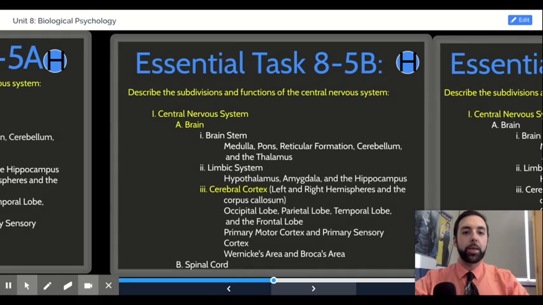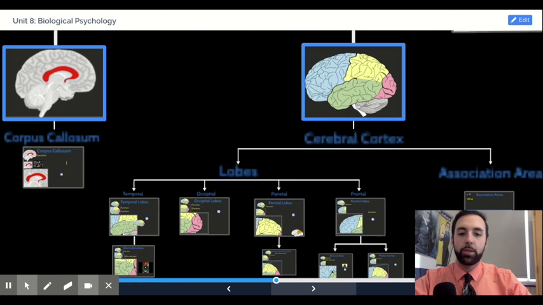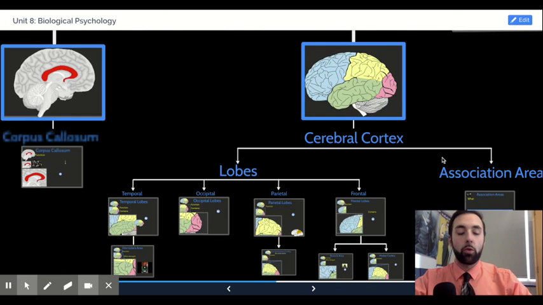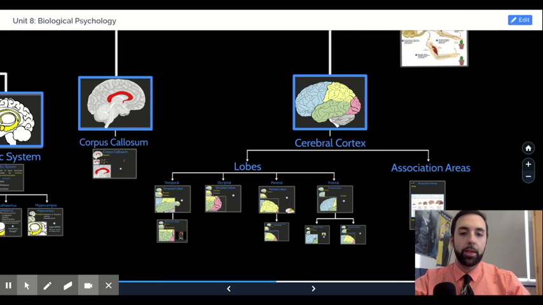In Essential Task 8.5b, we are going to continue talking about the central nervous system and add the final elements to our look at the brain. In this essential task, we are going to talk about what's called the cerebral cortex, which is the wrinkly outside part of the brain, the region of the brain that people most envision when they first think of the brain. But in addition to that, talk about a region known as the corpus callosum.